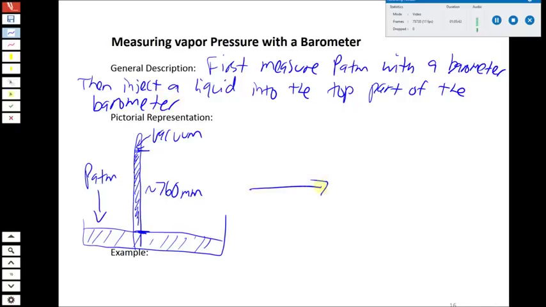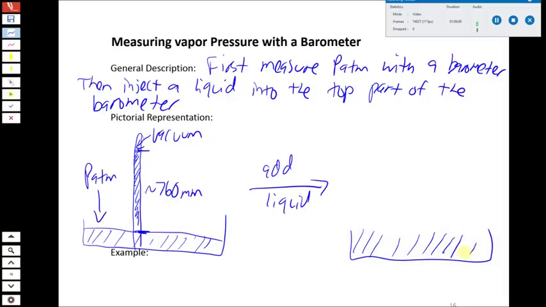So we're going to add a liquid to that top section, the headspace as we call it. Again, this little top part that's just filled with vacuum, we're going to put some of our liquid into it. And so when you have that, what it's going to look like now is you have the same barometer. You still have atmospheric pressure pushing down. I want to enlarge this a little bit so we can see it actually.